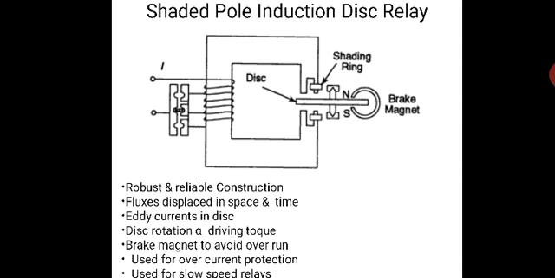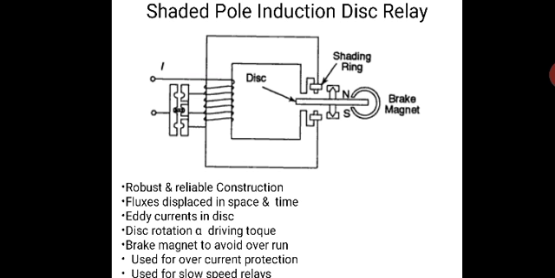Second, shaded pole induction disc relay. Shaded pole induction disc relay is a type of induction type relay. In general arrangement, the shaded pole structure is shown in the figure. We see the shaded pole induction disc relay. It consists of a pivoted aluminum disc free to rotate in the air gap of an electromagnet. Here it is a disc, and the disc rotates in between the shaded poles.